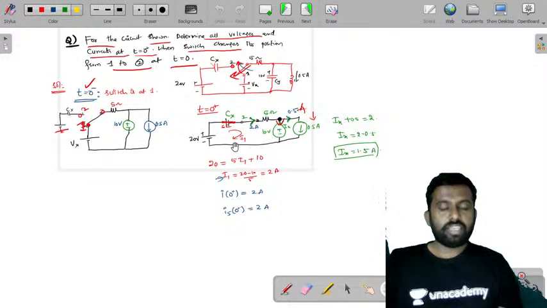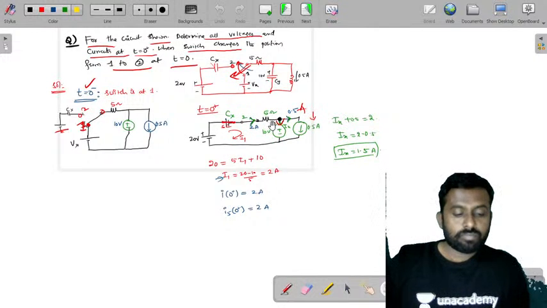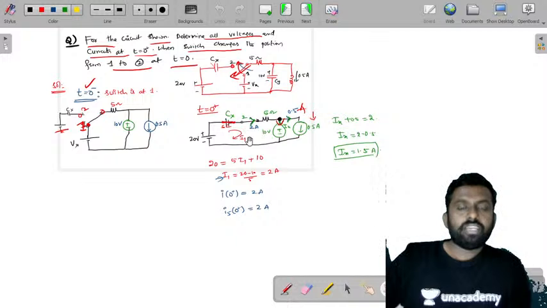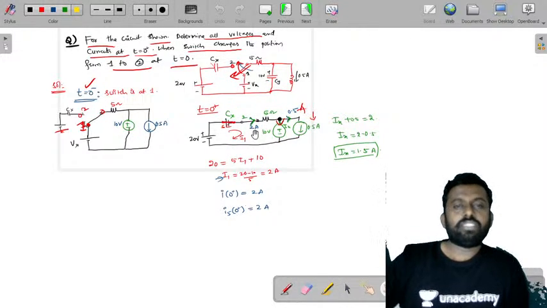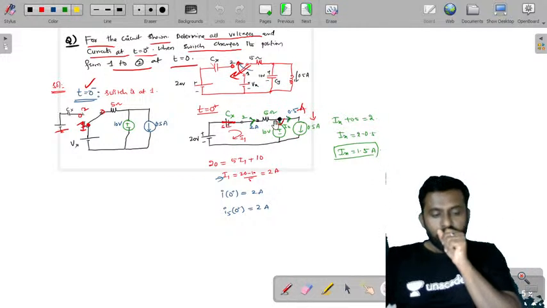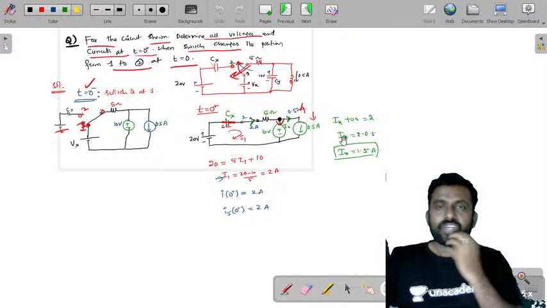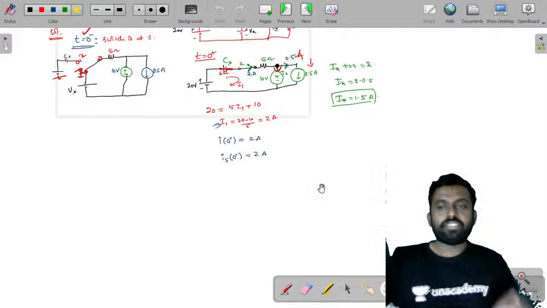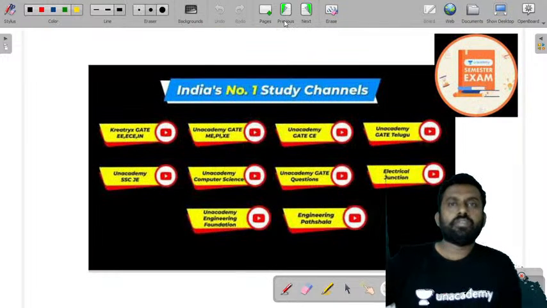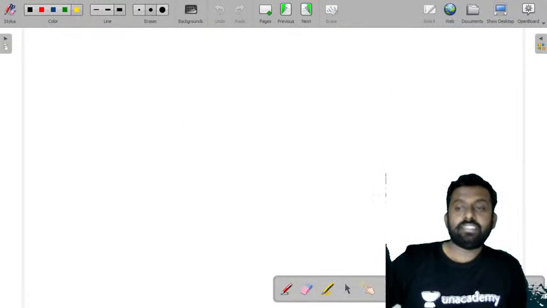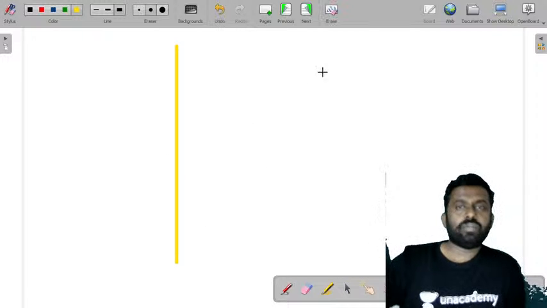We have applied KVL first. Then we found the value of I of 0 plus is 2 amperes, which means the current through the 5 ohm resistor is 2 amperes. Then we apply KCL at this node, so that we got Ix is 1.5 amperes. So let's write these different values at 0 minus and at 0 plus once again.